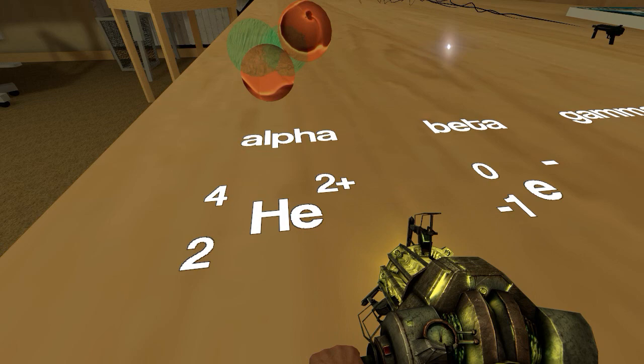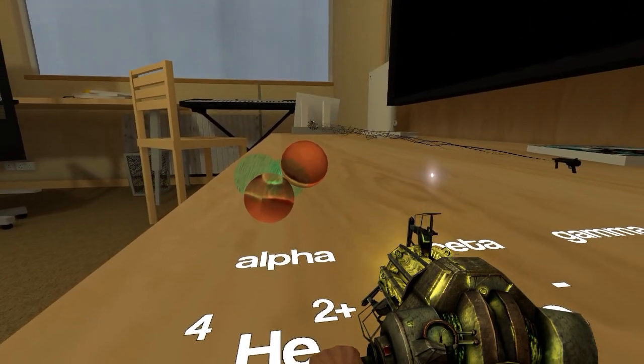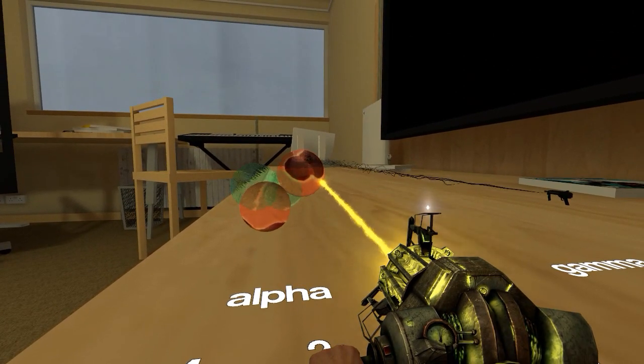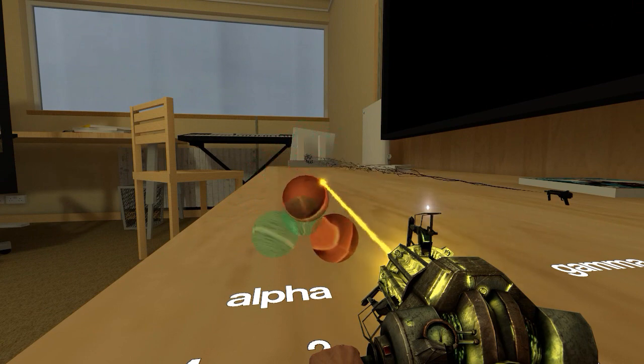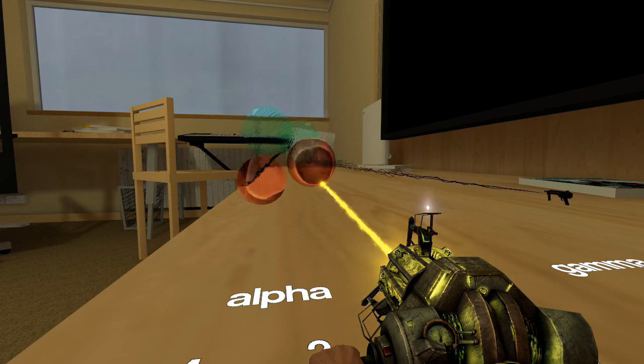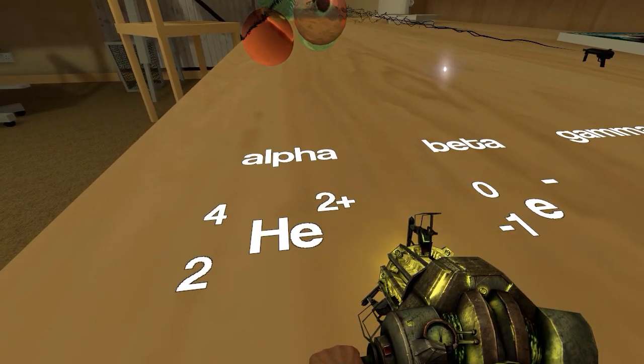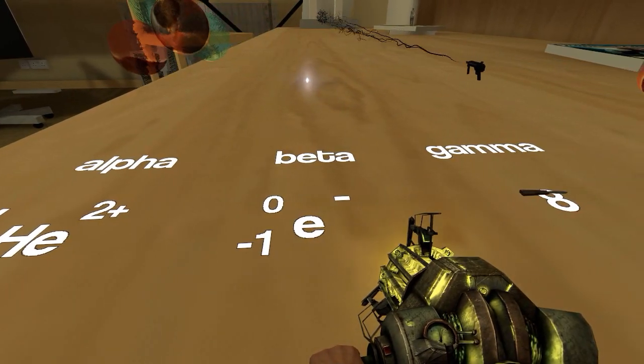Looking at alpha radiation, that seems to have a mass of 4, and it contains 2 protons. So it must have 2 protons and 2 neutrons. In fact, it's a helium nuclei. It's a helium atom with its 2 electrons stripped off. It has a +2 charge.